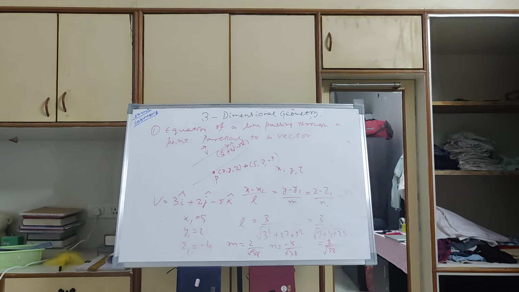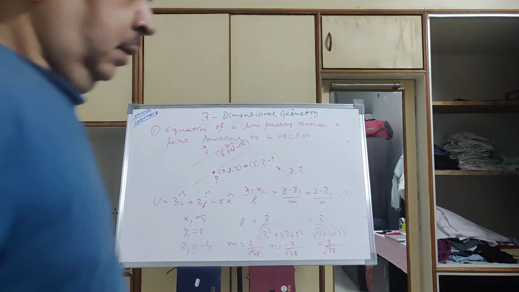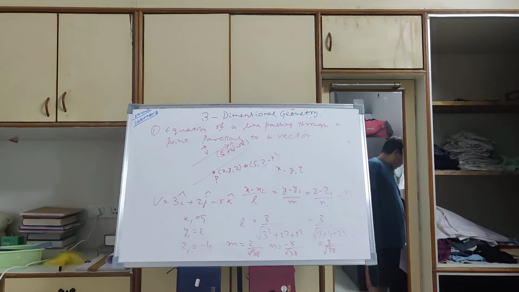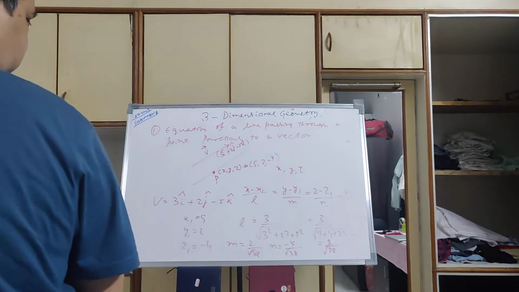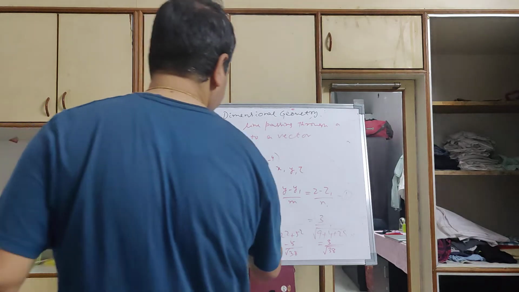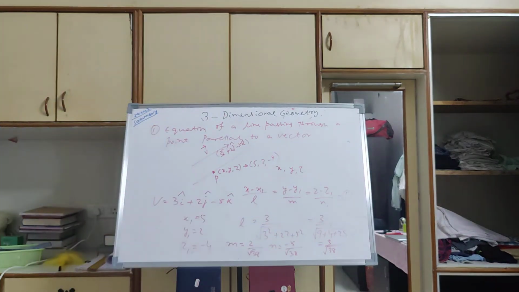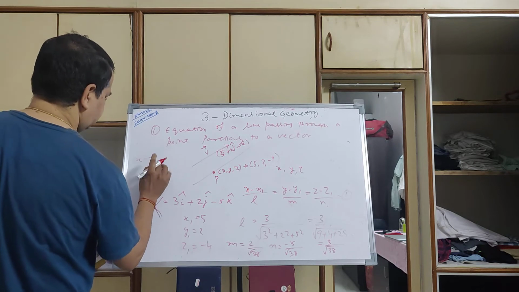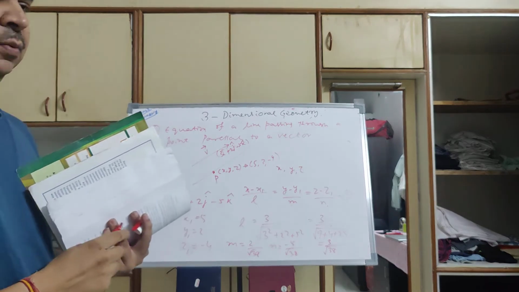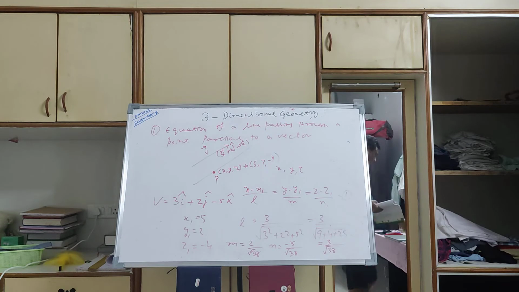This is your equation 1. So in that case, replace L, M and N in equation 1. What will it become? X minus x1. This is not writing properly. Let me write it again.